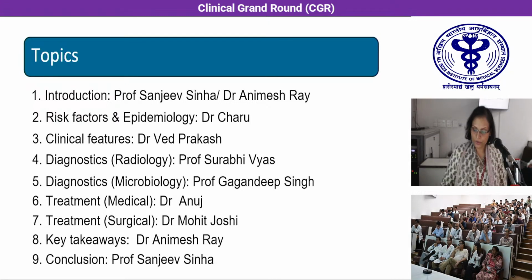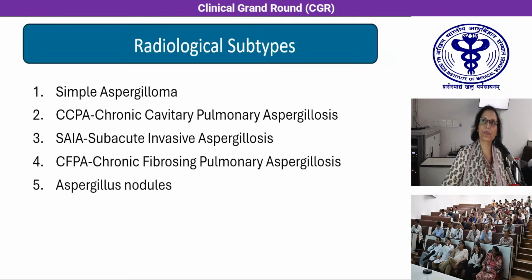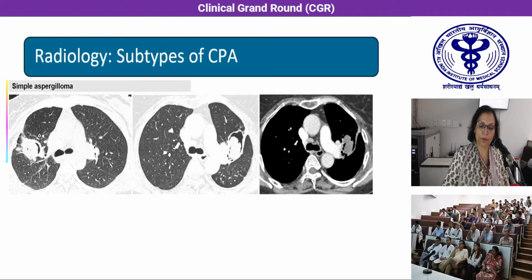So for radiology, it is the non-contrast CT, that is a high resolution CT or HRCT as we commonly say, which forms the mainstay of the diagnostic protocol. Even though there is a significant overlap amongst the various subtypes and their radiological features, we have some key features which can help us in distinguishing one from the other.